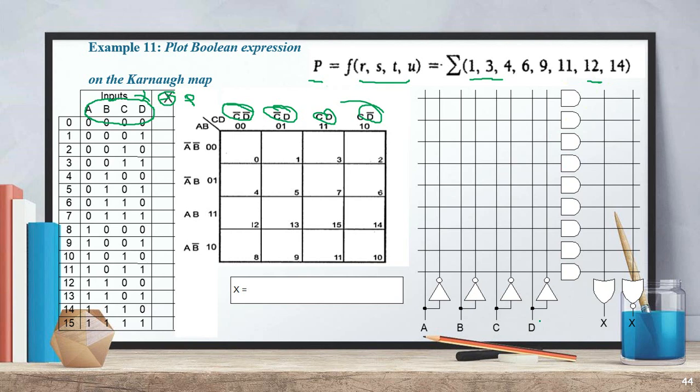Again here, in this portion also, ABCD is replaced with RSTU, and X and X bar are replaced with P, and here also X is replaced with P. These changes you have to do, and try to do the mapping yourself, finalize the equation, and then you can get the logic gate also. Use the same procedure done previously, try to do it.